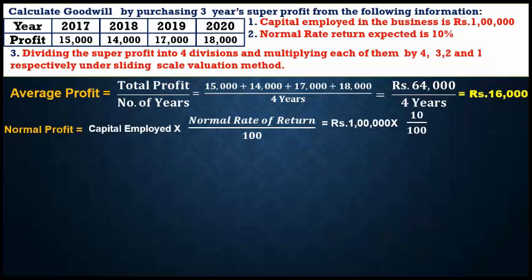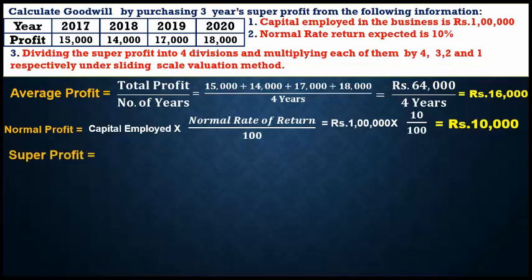First one, capital employed in the business is rupees 1 lakh, given in the problem clearly, into normal rate of return. What is the normal rate of return in this problem? It is 10%. 1 lakh into 10 divided by 100. What is the answer? What is the normal profit? Rupees 10,000. 1 lakh into 10 divided by 100 is equal to rupees 10,000 as the normal profit.